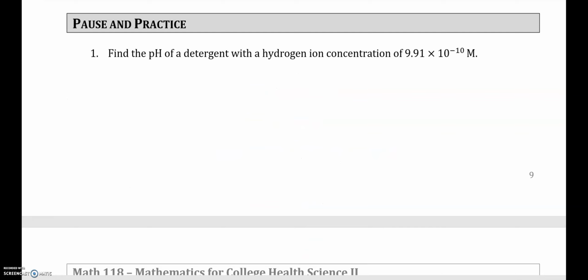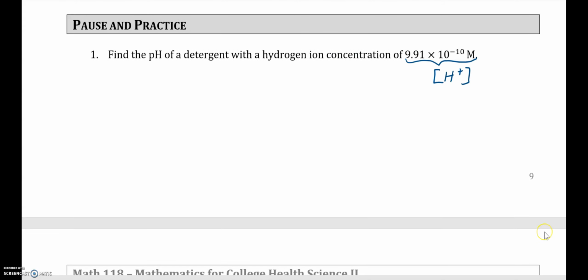Find the pH of a detergent with hydrogen ion concentration of 9.91 times 10 to the -10 molar. We can calculate the pH, which is equal to negative log of our concentration. Evaluating this in our calculator, we get that it is approximately 9.00. I've decided to round to 3 significant figures since our concentration was given to 3 sig figs.